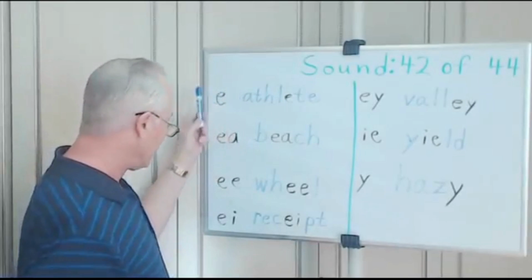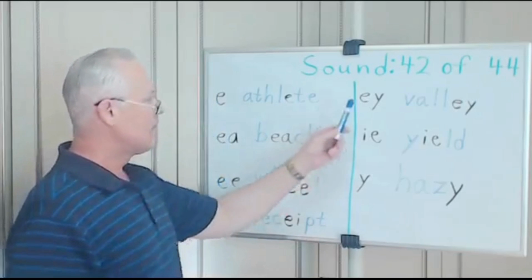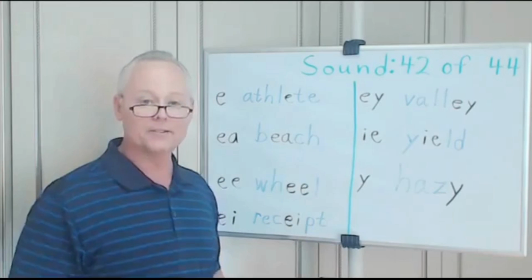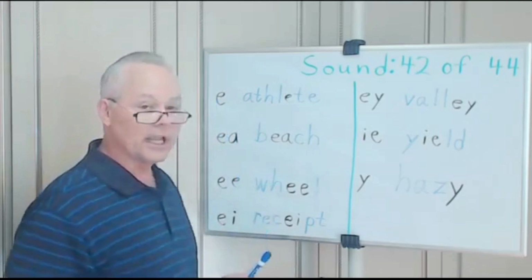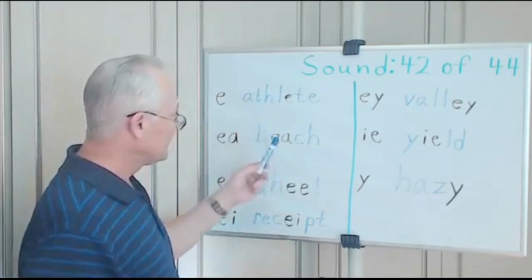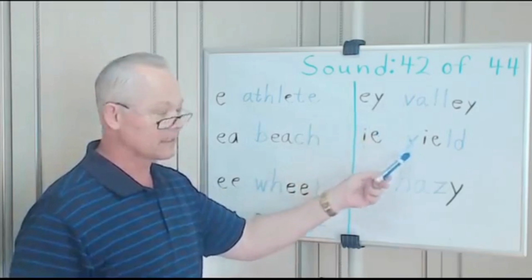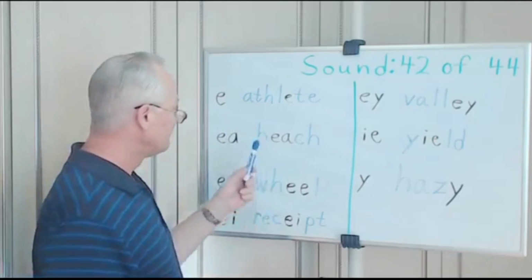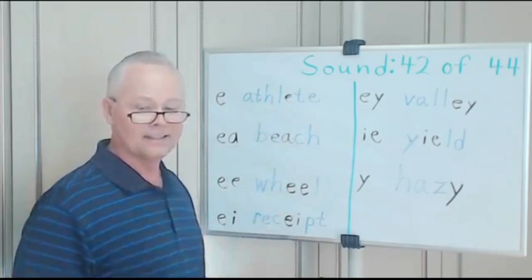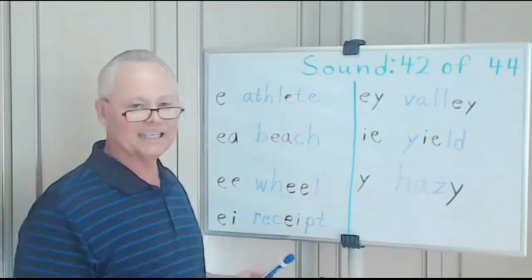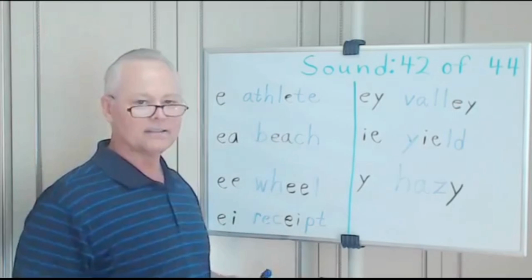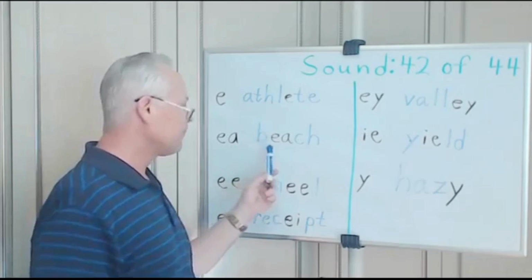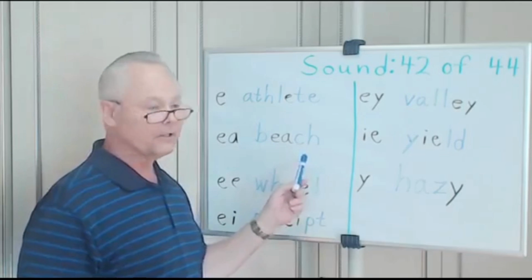Sound 42 of the 44 sounds that make up American English. Here we have 1, 2, 3, 4, 5, 6, 7 letter combinations that create the same sound in these words we're using as examples. So the letter E, athlete. It sounds like a long E, right? Athlete. How about EA? In the word beach, beach.